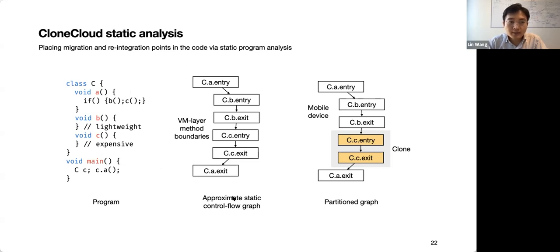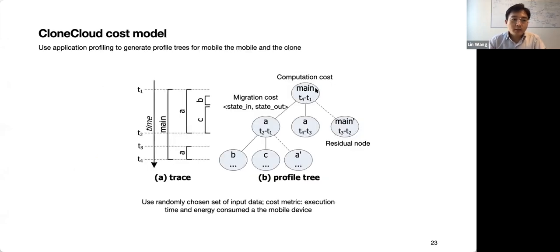Of course, this is approximate because in general this is a hard problem, right? And then after that, we can decide what are the methods that we want to offload and what are the methods that we want to run locally on the mobile device. Based on that, we can partition the application, right? Another problem here is how to decide when to offload and when not to offload. So we need some sort of cost model for that.